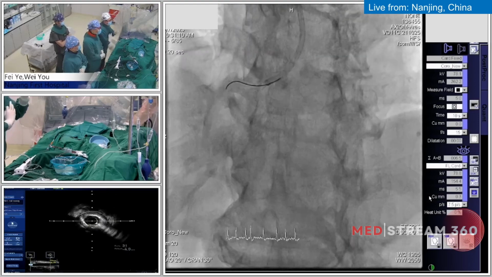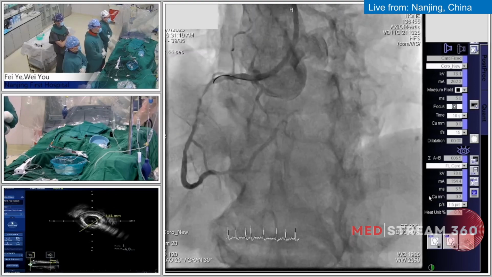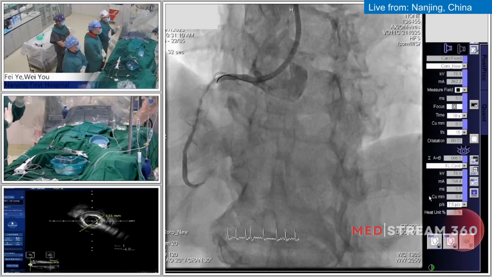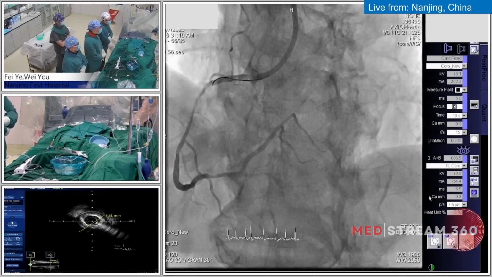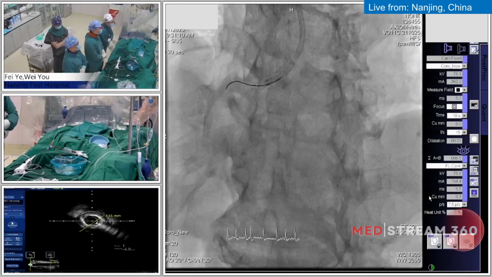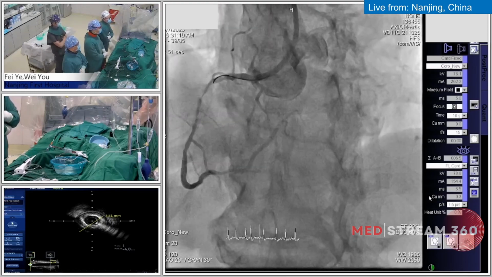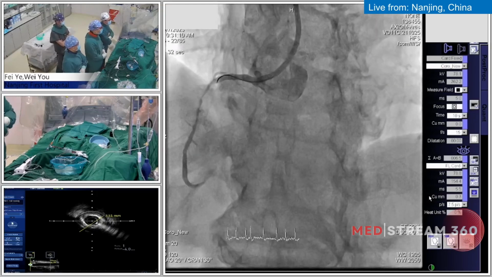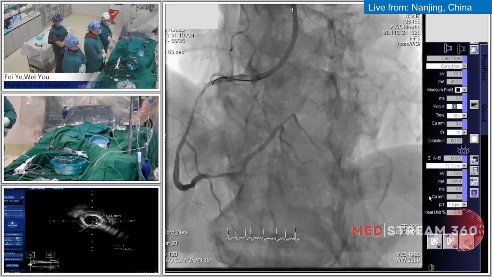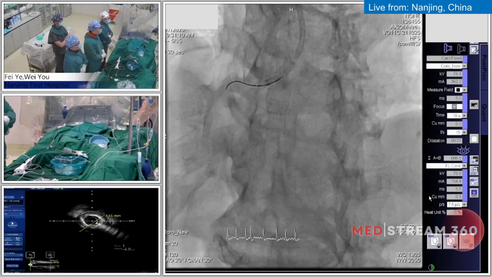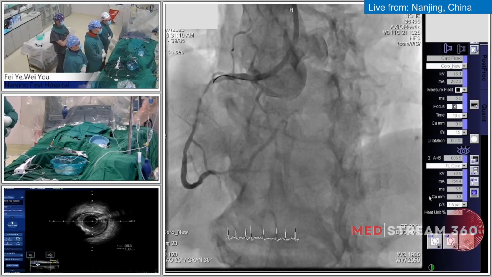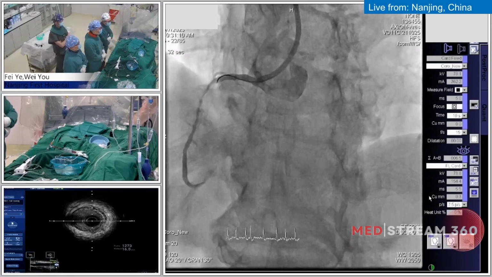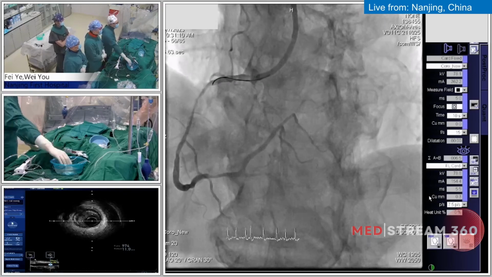And the RCA, you can see very clearly from the LAO cranial and the LAO view, also a very diffuse long lesion from the proximal RCA to the middle RCA, also with heavy calcification from the angiography. And this patient, as you know, with the very high SYNTAX score, is a high risk patient, and the triple vessel disease is very complex. So definitely this is a chief case.